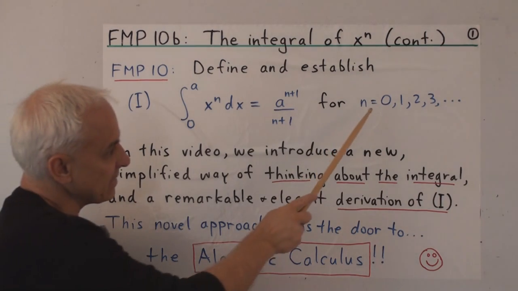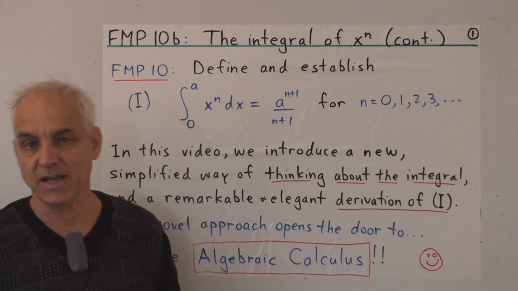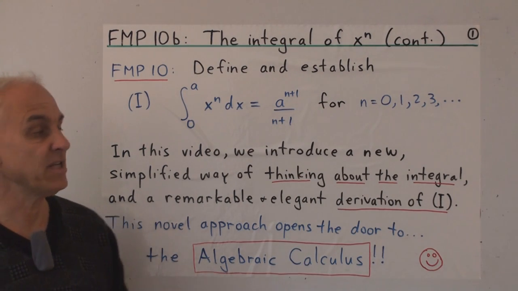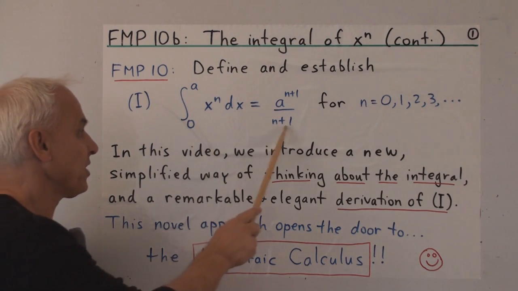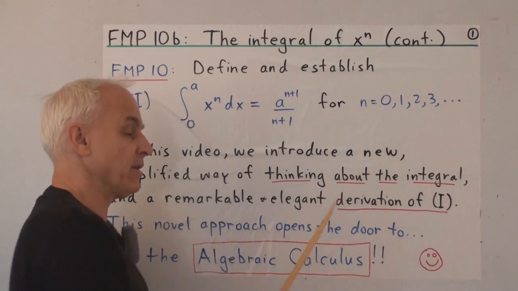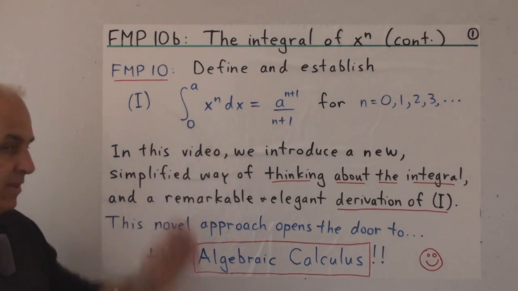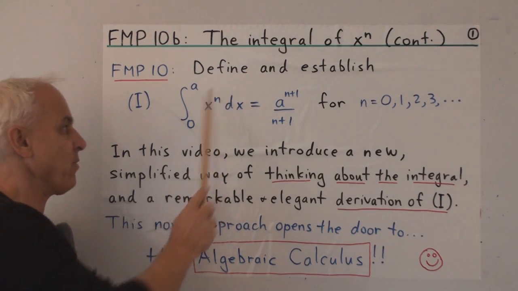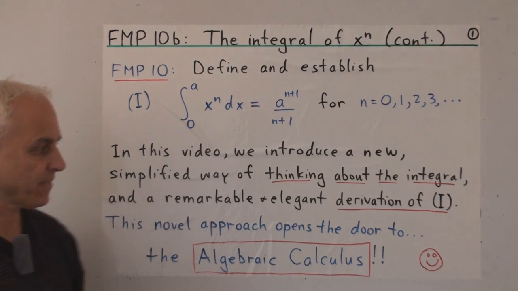We saw that the easiest cases, n equals 0, 1, and 2, were essentially solved in antiquity. And Cavalieri in the 17th century, along with other mathematicians at that time, dealt with the cases n equals 3 to 9 and beyond. So part of the problem with this issue is that we need to first of all define what the integral means before we can establish it.